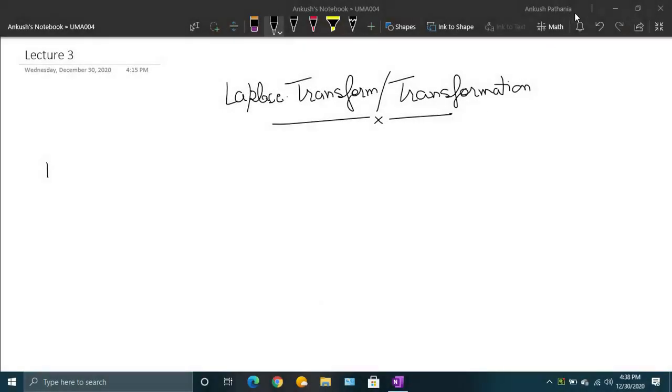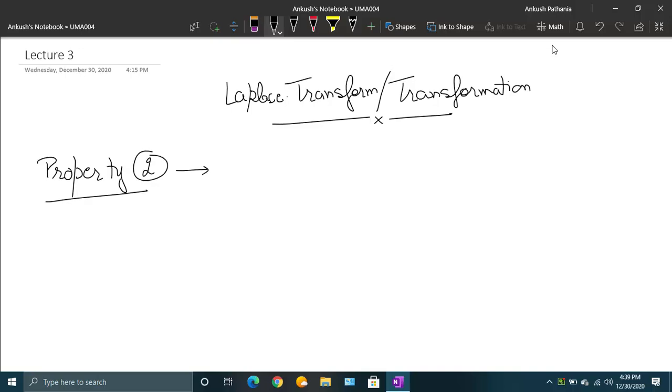Okay, hello students. So today in this lecture we are continuing the topics from the previous lecture. In the previous lecture we did some of the formulas for various functions of Laplace transform, and after that we did property number 1, that is the first shifting property, in which we have the function f(x) multiplied with e^(ax).